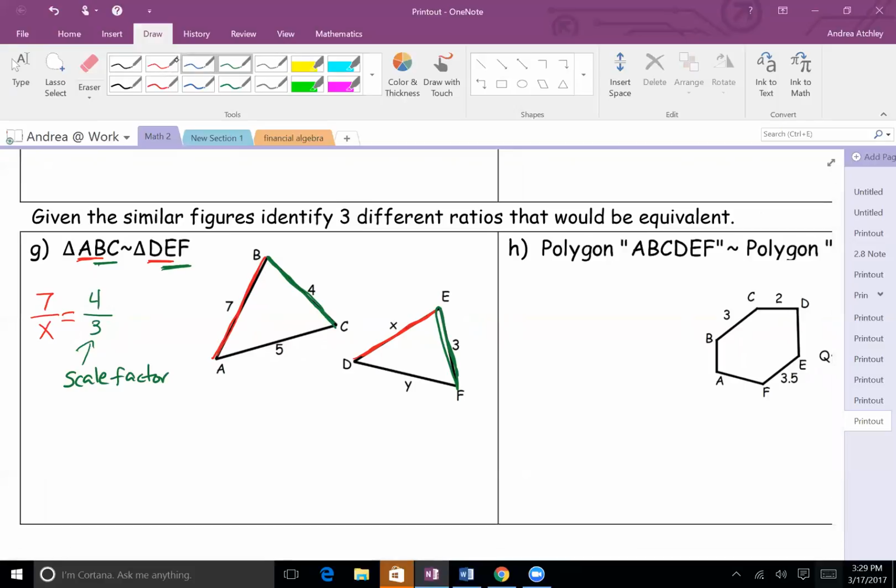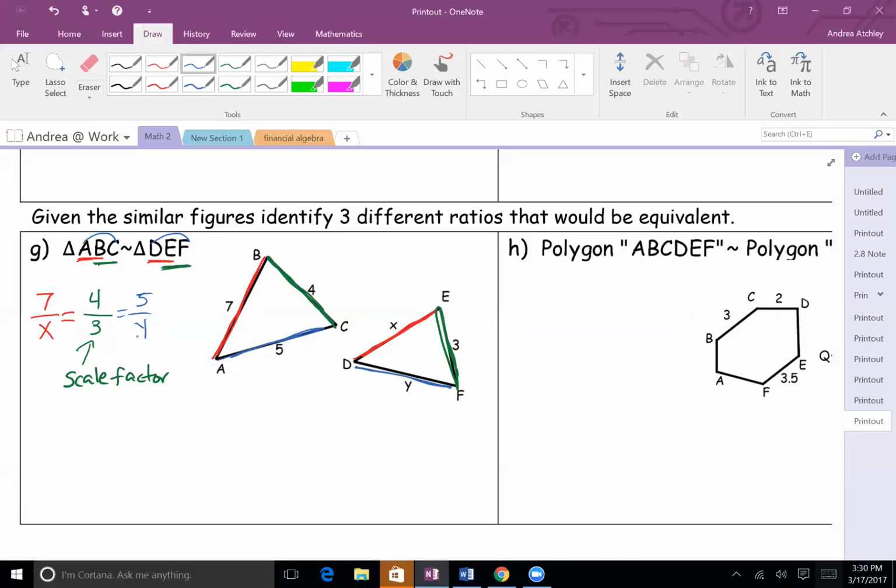Okay. And we're just going to use our scale factors. They don't give us a pre-image and an image, but they just give us the first one, ABC, is similar to DEF, so that's how we'll do it. ABC over DEF. And the last one would be AC and DF. So this side would be 5 over DF, which would be Y. So those are my 3 equivalent ratios.